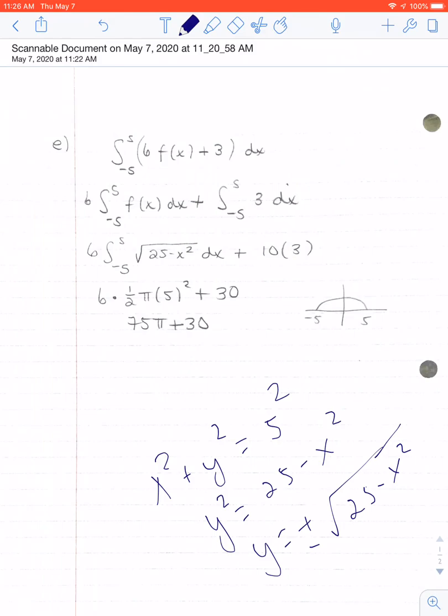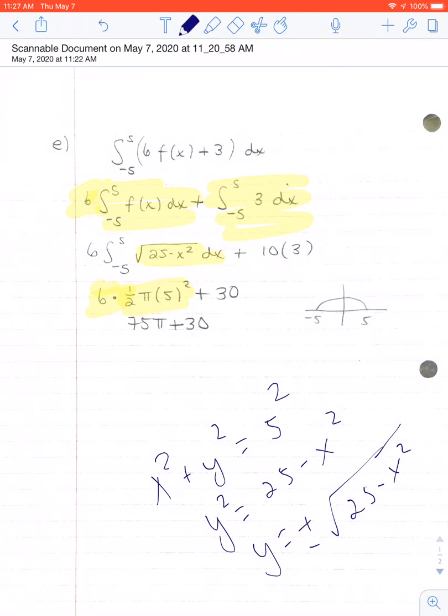So part E wants us to integrate and find the value from -5 to 5 of 6f of x plus 3 dx. The first thing that I did was take out the scalar and separate. So f of x was given in the problem to be the square root of 25 minus x squared. So the area under that curve is 1/2 pi r squared. In this case, the radius is 5. I'm going to multiply by that scalar 6.